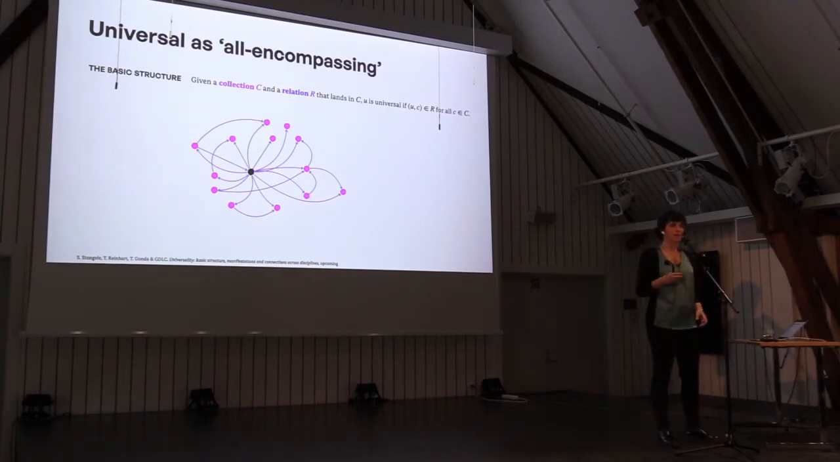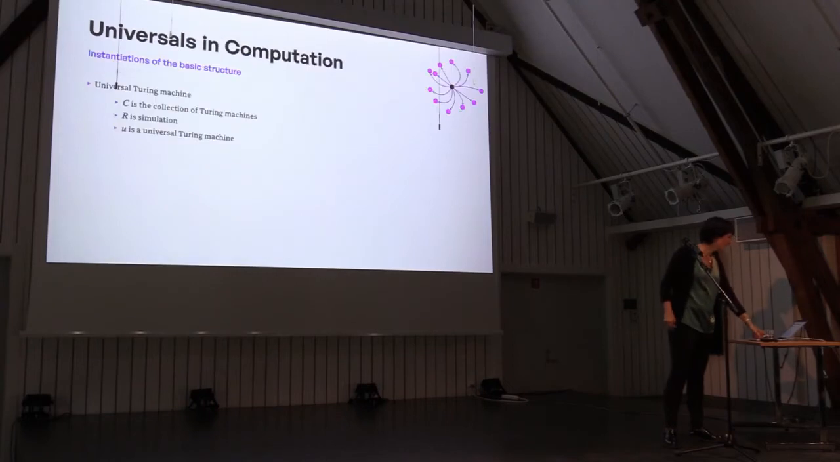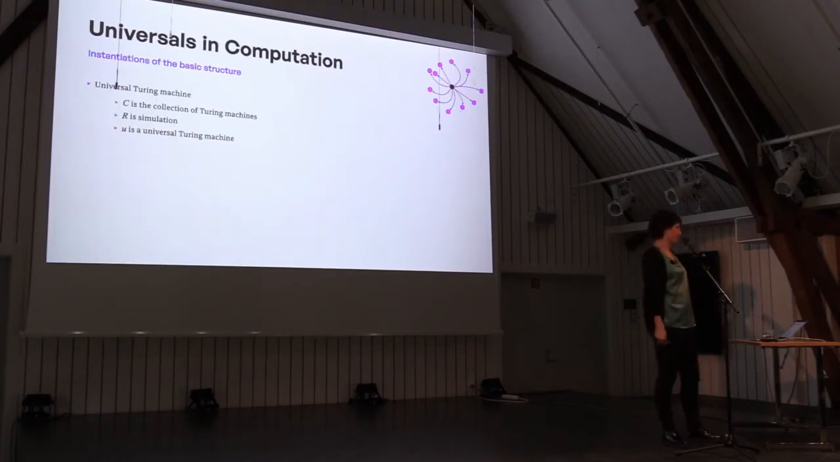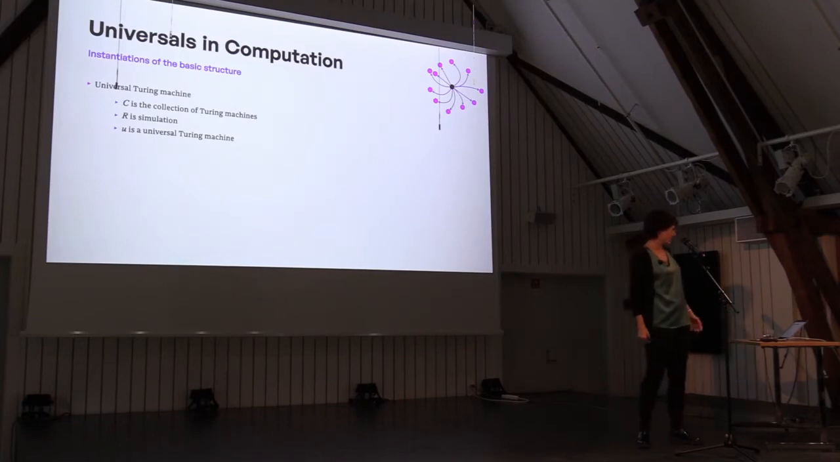Okay, so let's see how this relation is instantiated in many different concepts that we know. Of course, the first one is going to be computation. In a universal Turing machine, C is the collection of Turing machines, R is simulation, and U is a universal Turing machine.